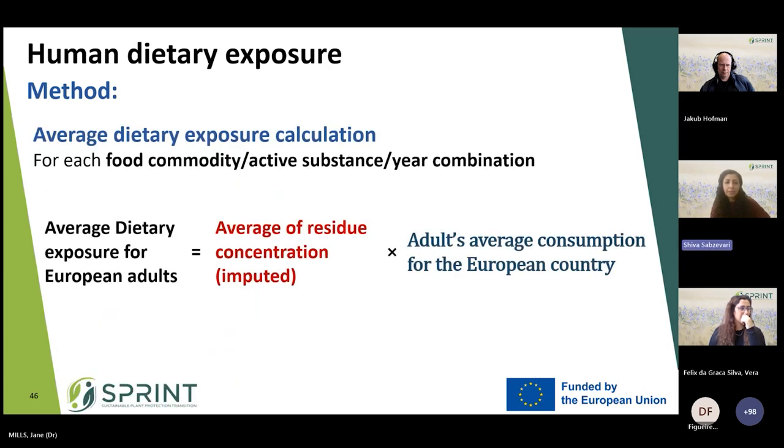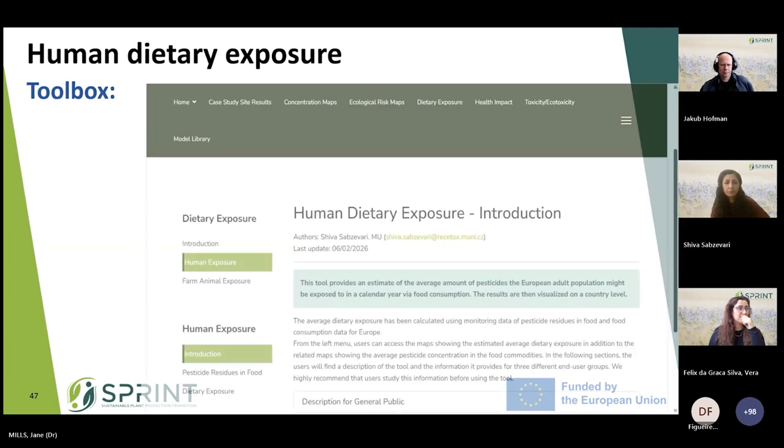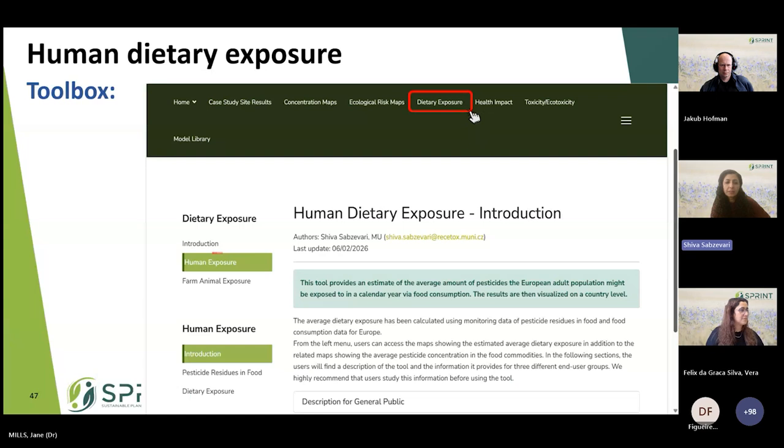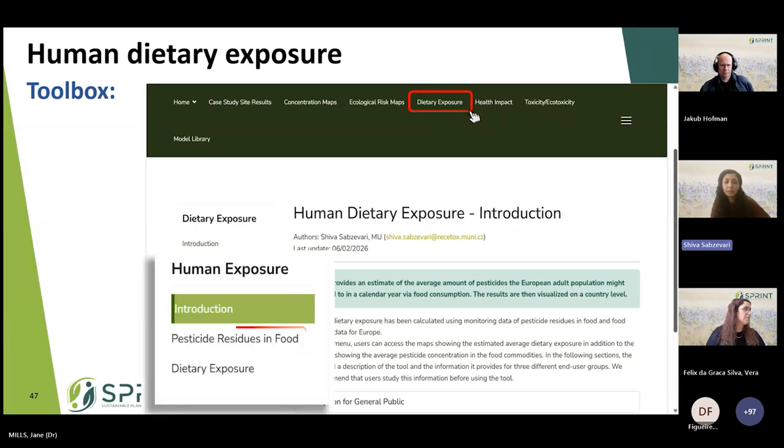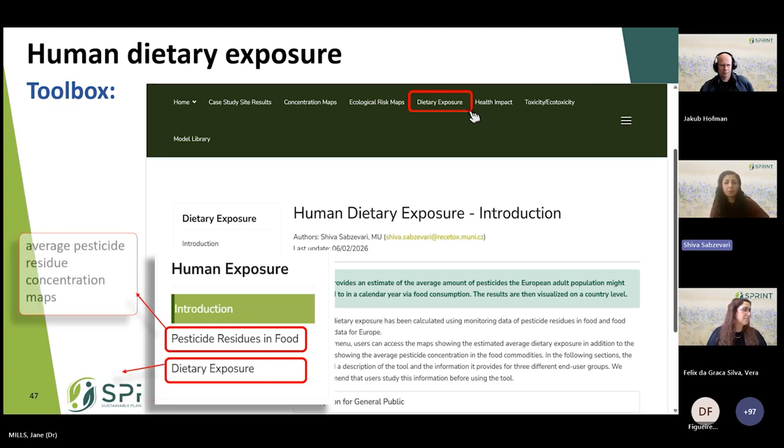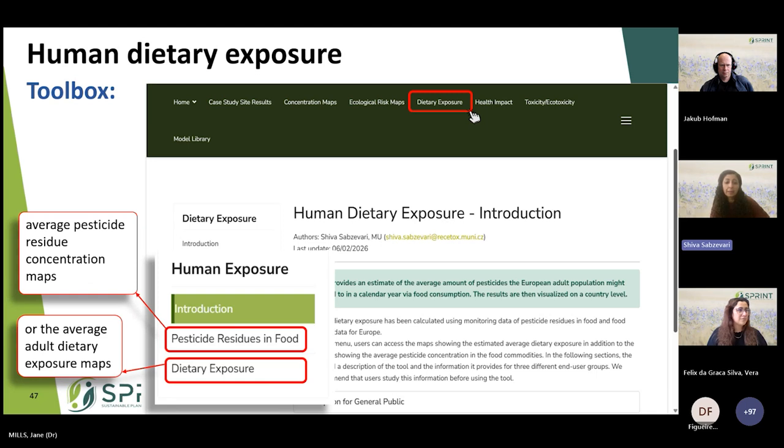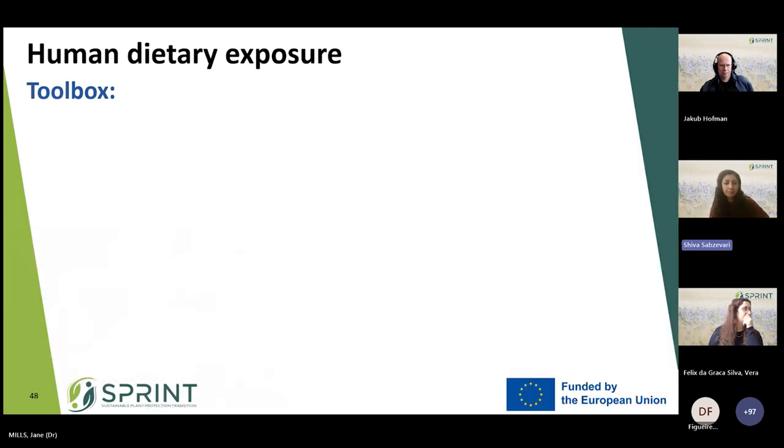Average dietary exposure was then calculated by multiplying the average of residue concentrations, of course after imputation, by the average of adult consumption for each European country. Next slide, please. The output of these calculations is presented in the SPRINT Toolbox in the Human Dietary Exposure section. By clicking on the pesticide residues in food or dietary exposure tab in the left side menu, users can see the maps of average pesticide residue concentrations or average adult dietary exposure maps respectively. Next slide, please.